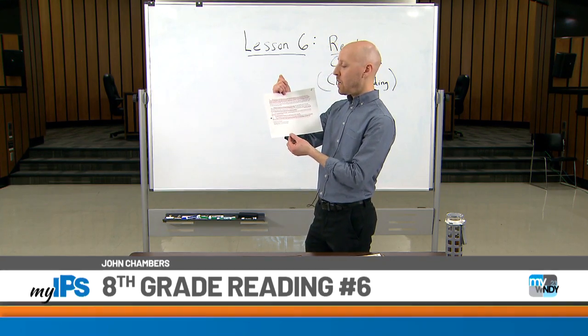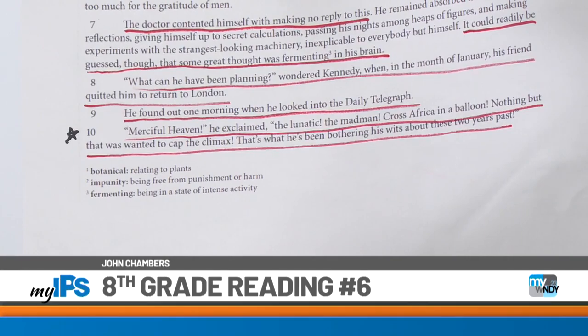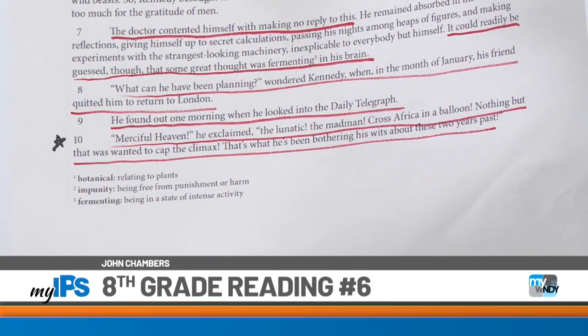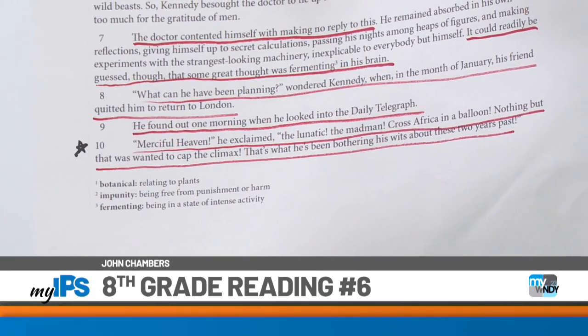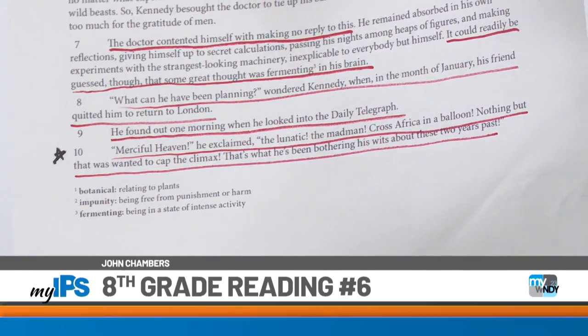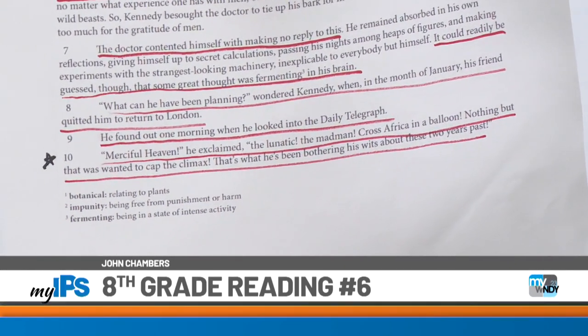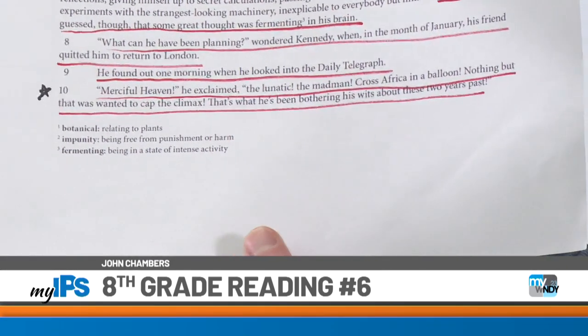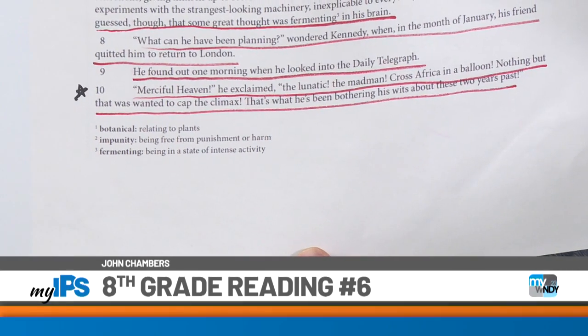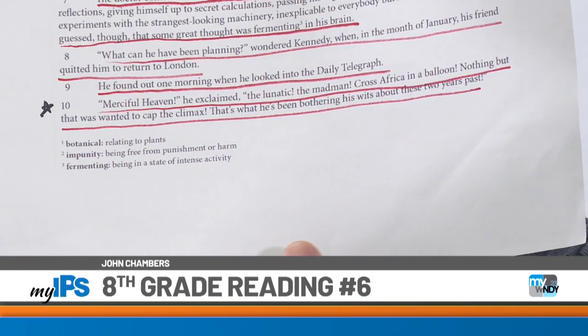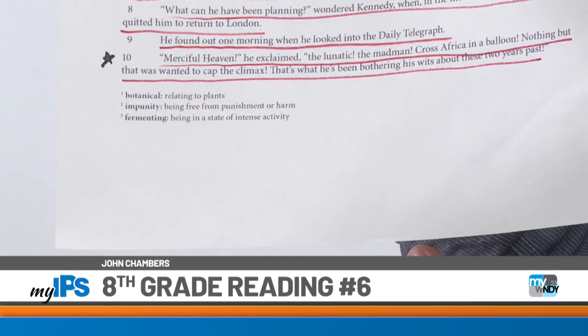All right, paragraph 8. What can he have been planning, wondered Kennedy, when in the month of January his friend quitted him to return to London. He found out one morning when he looked into the Daily Telegraph. Merciful heaven, he exclaimed, the lunatic, the madman. Cross Africa in a balloon, nothing but that was wanted to cap the climax? That's what he's been bothering his wits about these 2 years past.